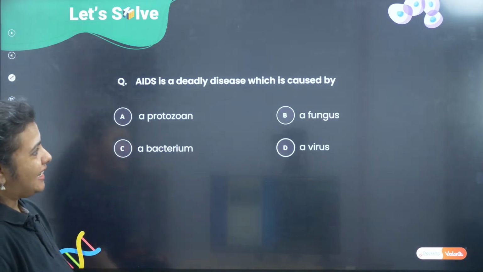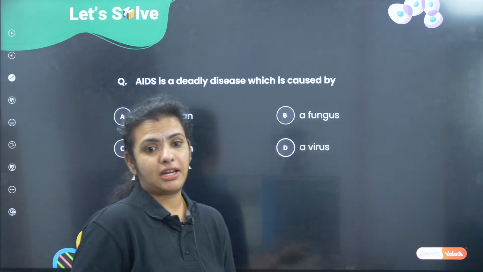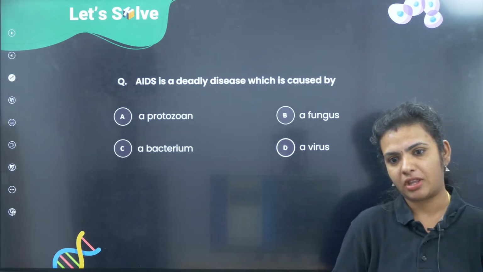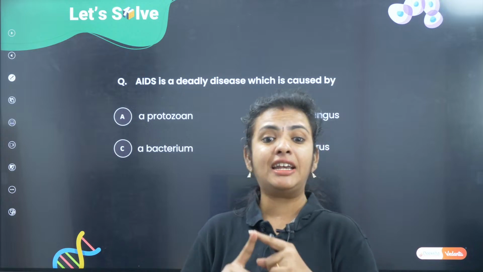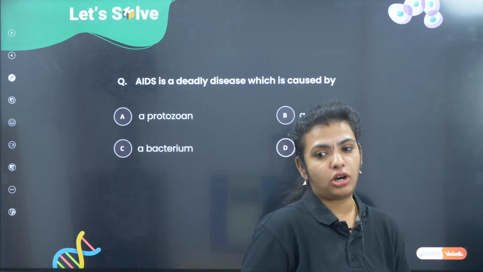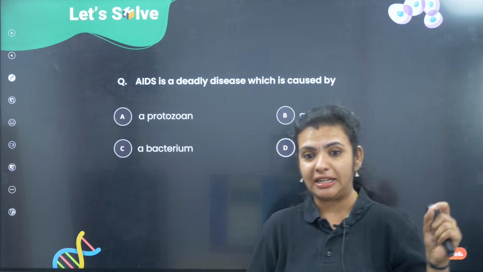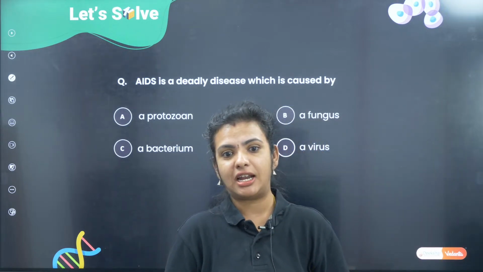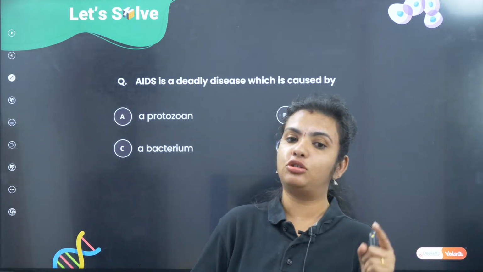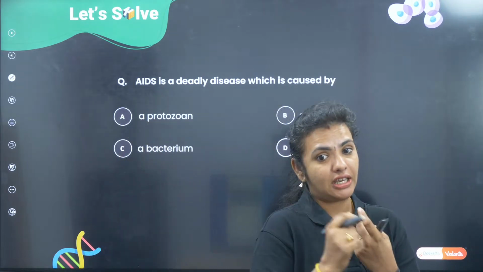All right, AIDS is a deadly disease which is caused by a protozoan, a fungus, a bacterium, a virus. I think this is the simplest question. AIDS is caused by, very simple. And I think in school you must have studied that AIDS can never be cured. Of course, it is true in AIDS, it is always better to remember prevention is better than cure. But I want you to understand current research and the current medicine has made it possible to cure AIDS. So, there are 2 people in the world who have been cured of AIDS.